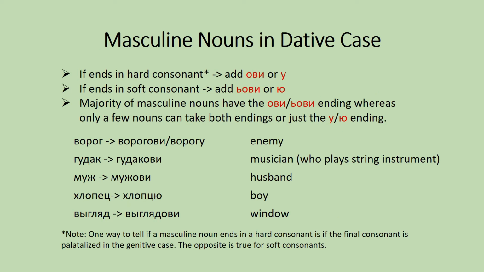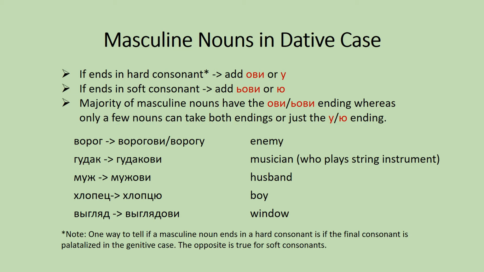Masculine nouns in the dative case. To put a masculine noun in the dative case, one needs to do the following. If a masculine noun ends in a hard consonant, add ove or u. If a masculine noun ends in a soft consonant, add yove or yu. Majority of masculine nouns have the ove ending, whereas only a few nouns can take both endings, or just the u ending. Let's look at the examples below.